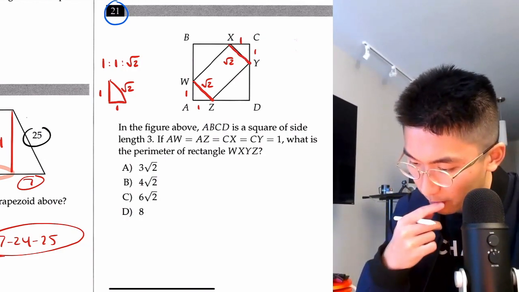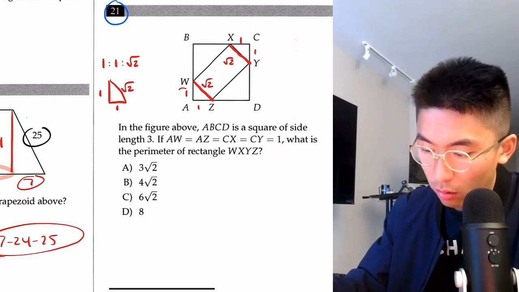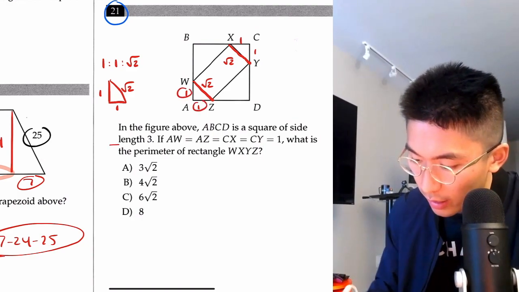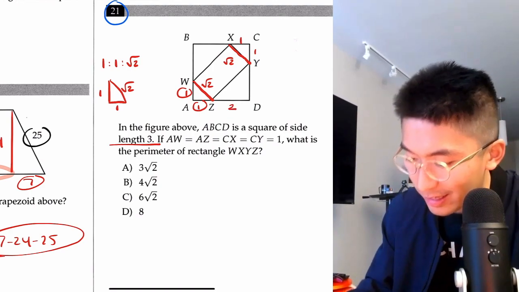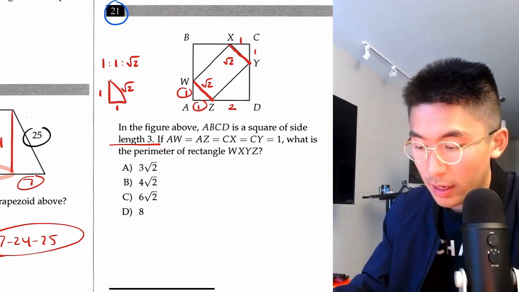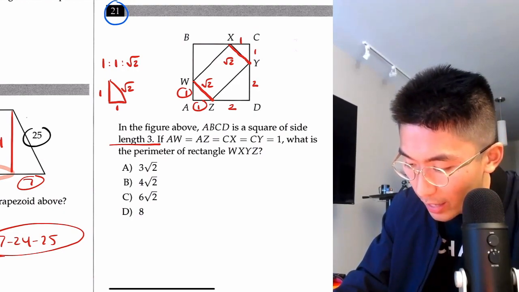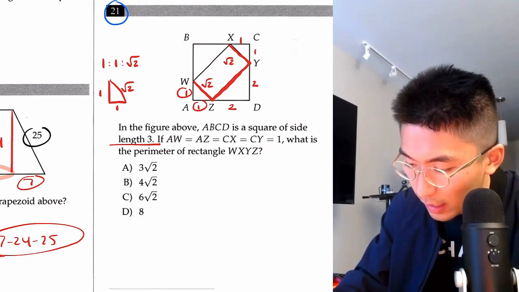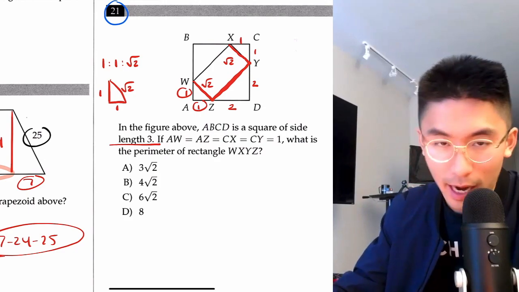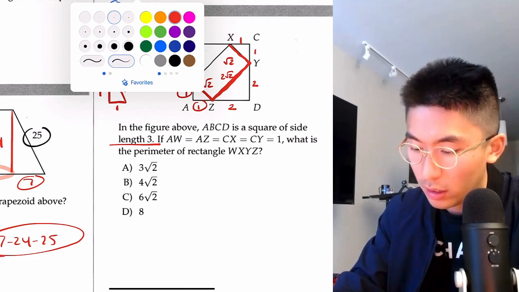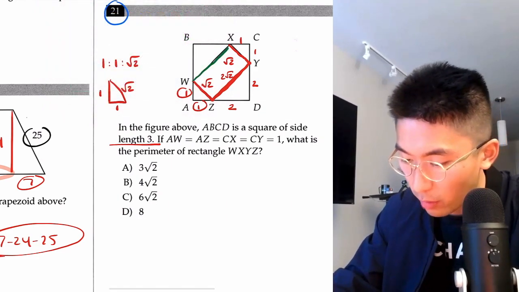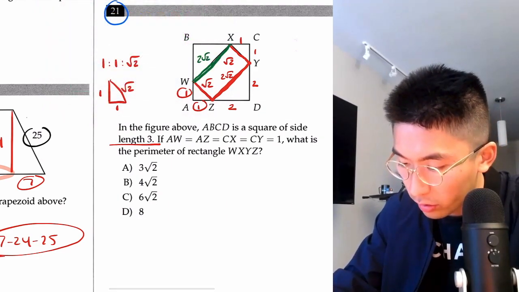Well, let's keep going. Now that we know that this is 1, and the square side length is 3, that means this must be 2. And if this is 2, then that is also 2. And then this side here that I just freshly highlighted in red is going to be 2 radical 2. Because those sides are parallel, I'll just mark that in green. This is also 2 radical 2.